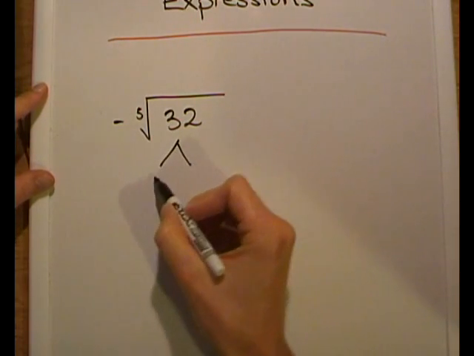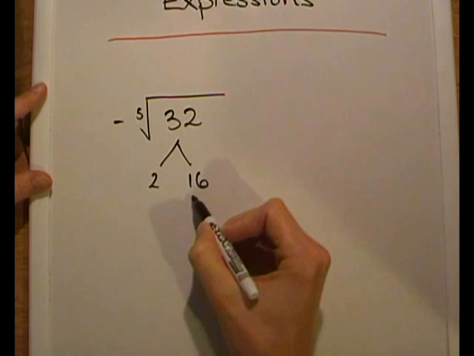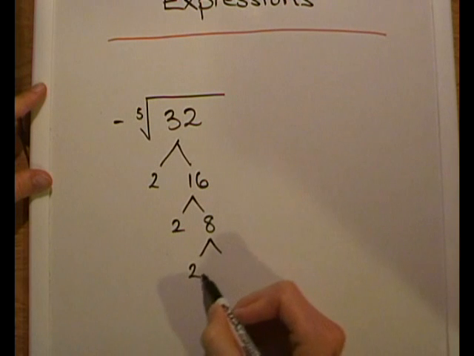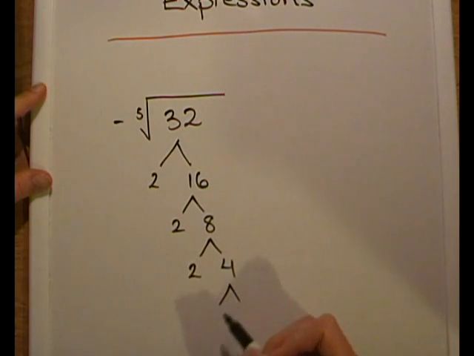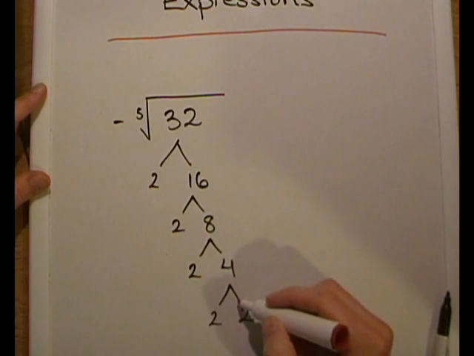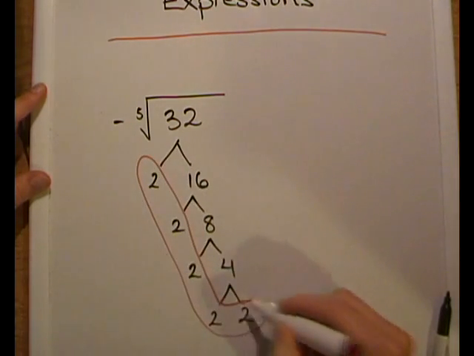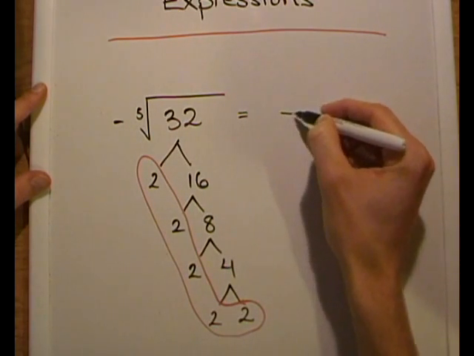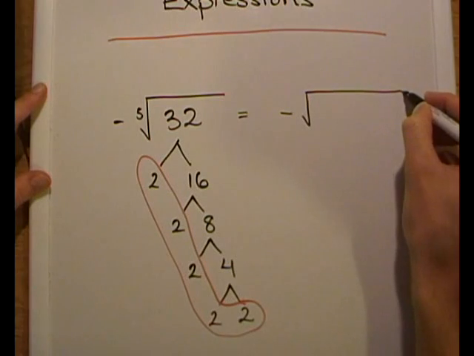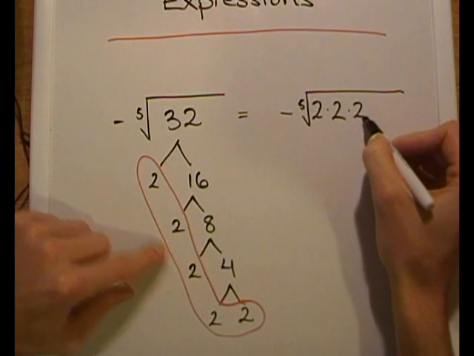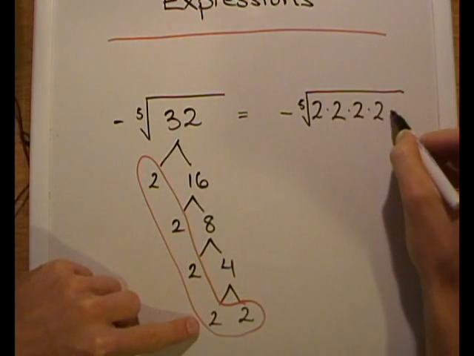So we break down 32: 2 times 16, 2 times 8, 2 times 4, and then 2 times 2. We reached our prime numbers, and we rewrite this expression as the negative fifth root of 2 times 2 times 2 times 2 times 2.